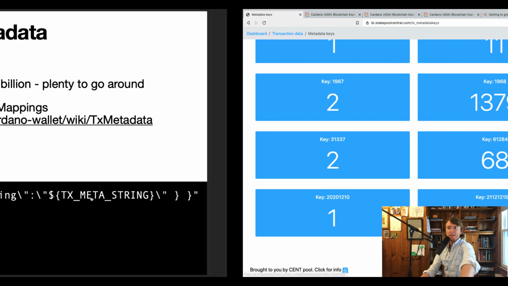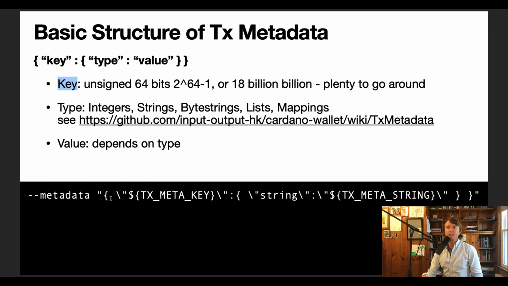What's nice about these keys is that there are plenty to go around. These are unsigned 64-bit integers. If you understand what that means, great. But if you don't, what it means is that there are 18 billion different keys that can be used. I don't yet know of a way for somebody to claim a key so that they're the only person who can use it, but maybe that's in the pipeline. For now, just know that we've got a lot of keys that people can claim as their own and use for their purposes, okay?